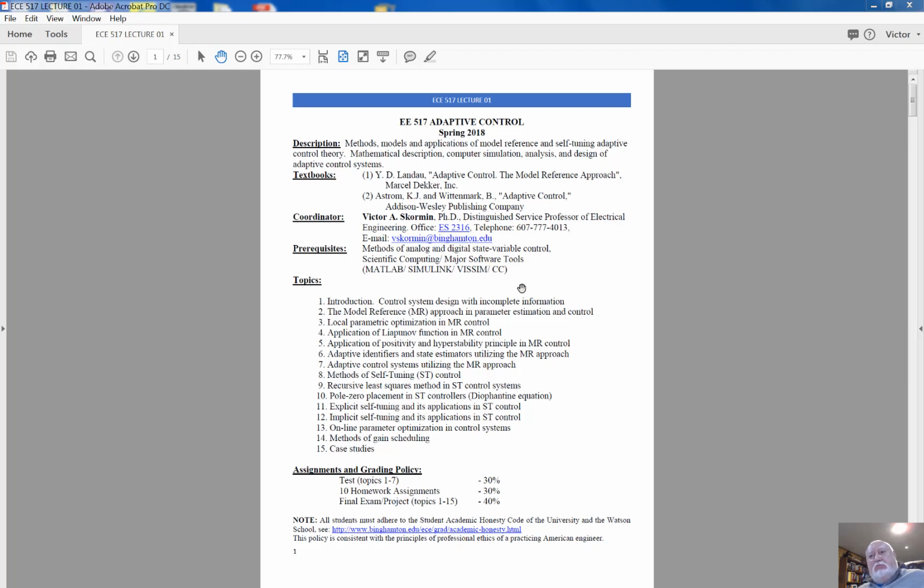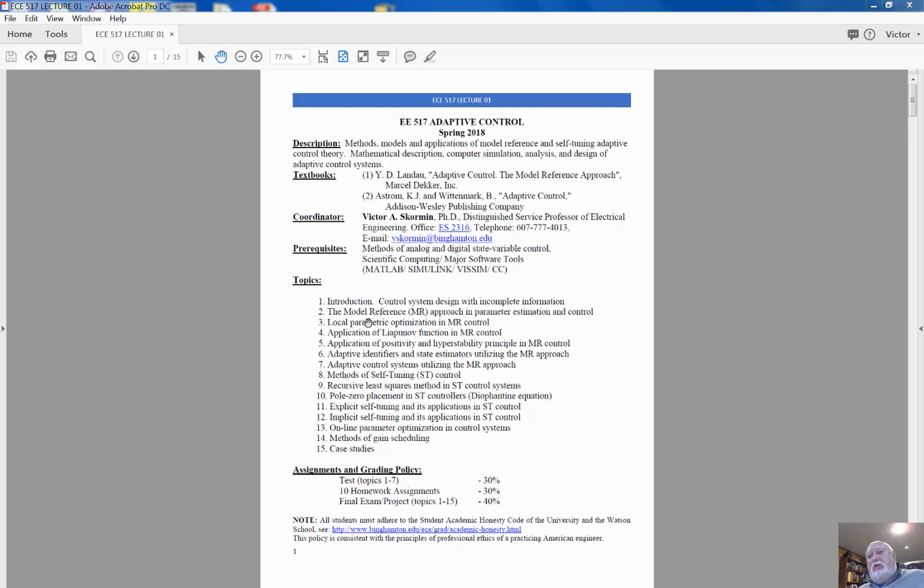I expect from you to have background in analog and digital state variable control and classical control. I expect from you the ability to work with computer tools like MATLAB and Simulink. Some people prefer VisSim, some people will use C. But you must use computer tools, because without computer tools, a lot of things that we will discuss are meaningless.